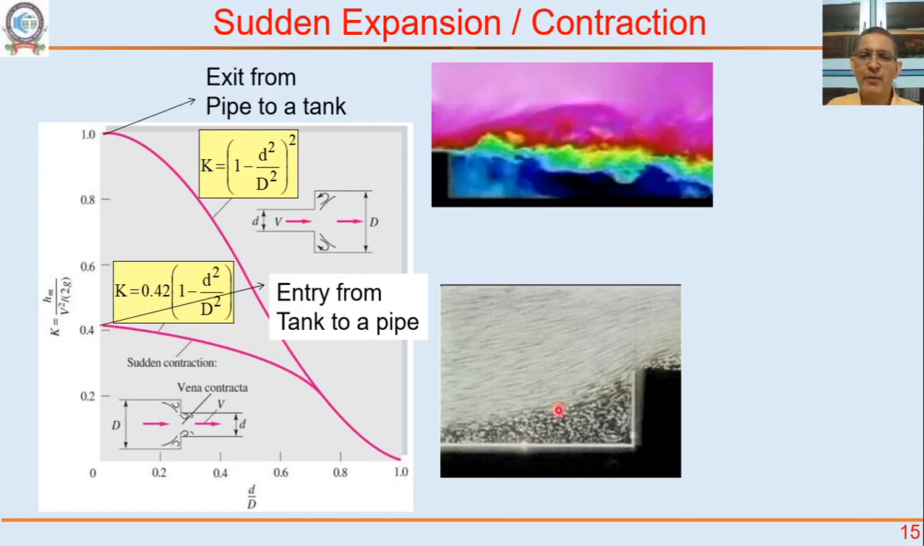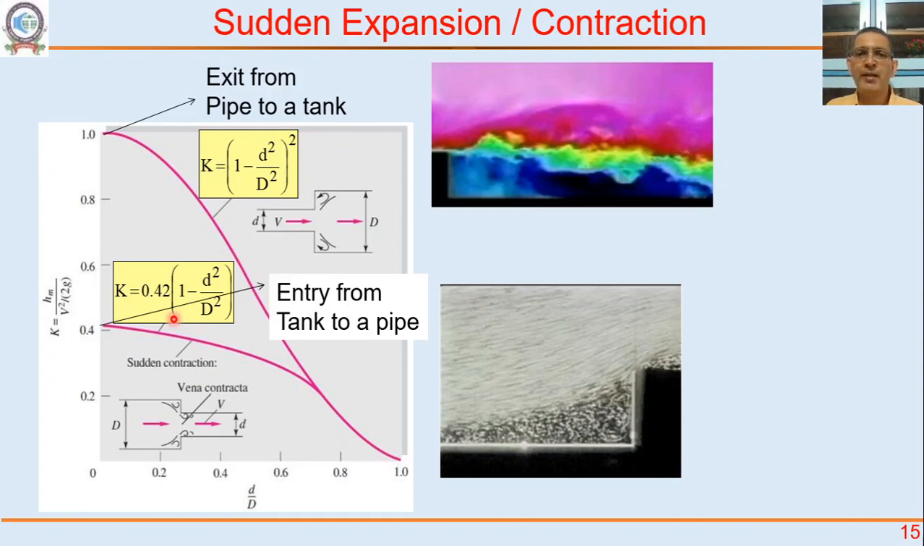And the reason that happens is, if say this is the large tank and there is a small pipe here, we are looking at half of the pipe, this is the center line, then flow goes like this. So here vortices are formed and that causes rotating packets of fluid, and that causes more friction and therefore head loss.